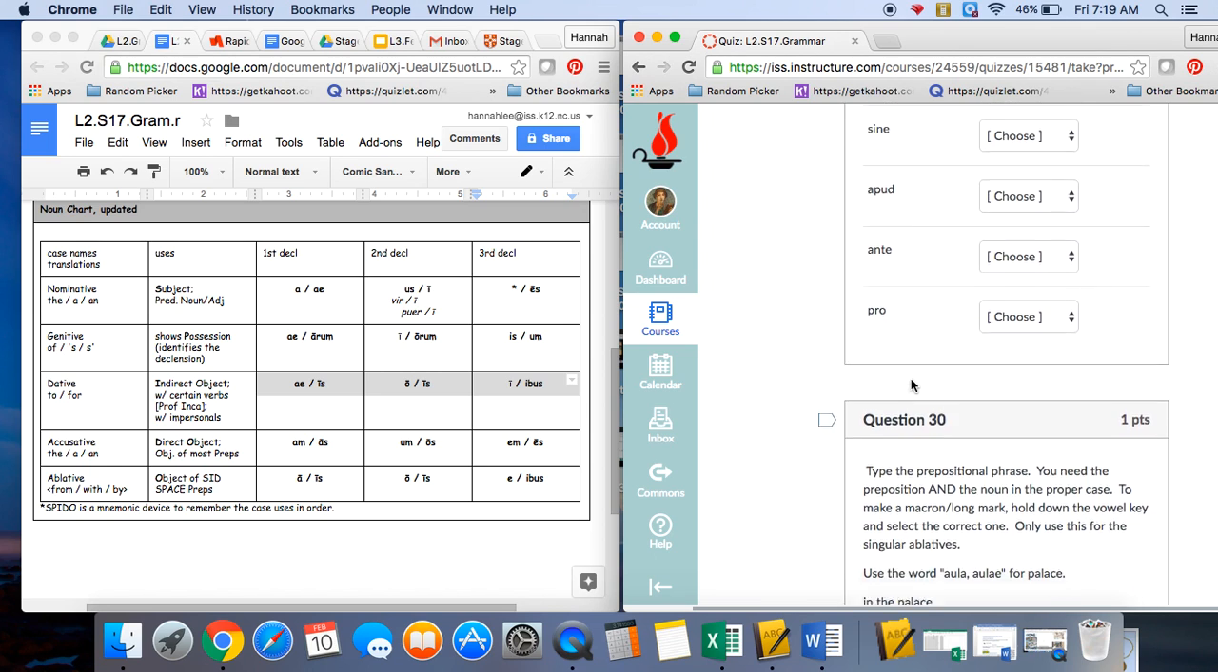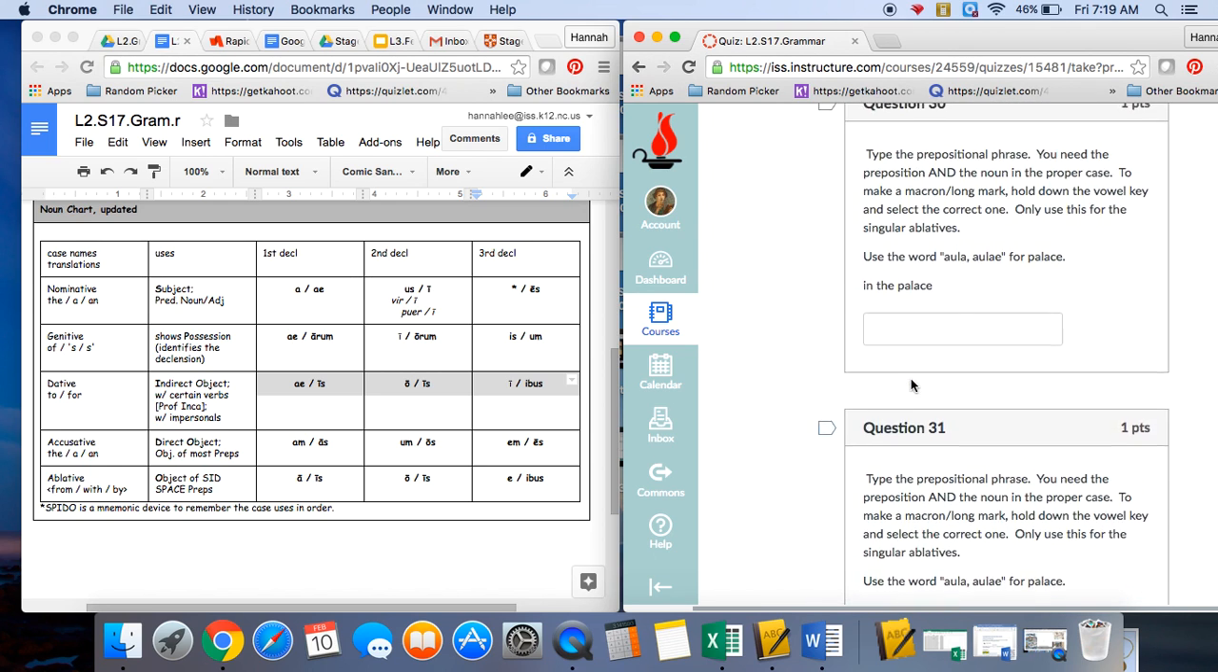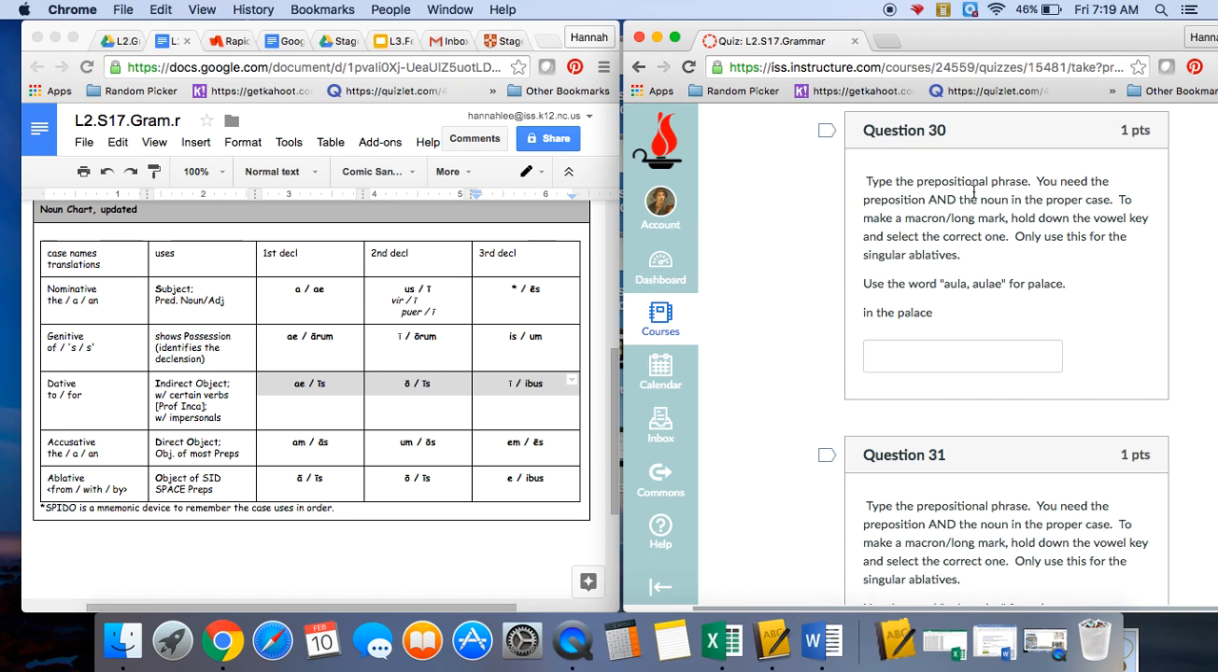So go through and I'll let you identify those. Number 30. Let's type the prepositional phrase. You need the preposition and the noun. And then it tells you that if you need a long mark over it, to hold down the vowel key to select it. And you'll only use this for the singular ablatives. We're not going to make the long marks on the IS.